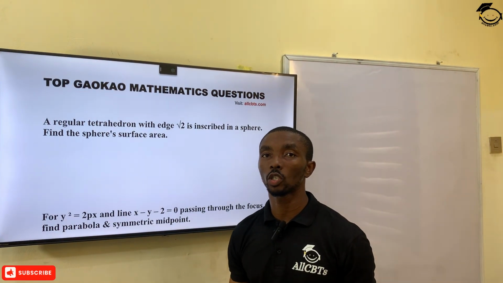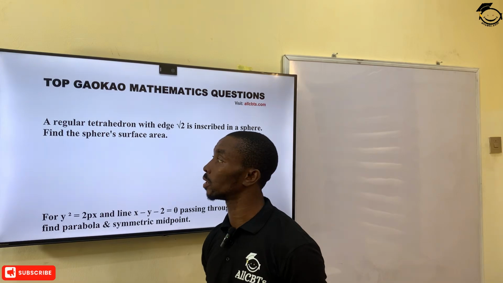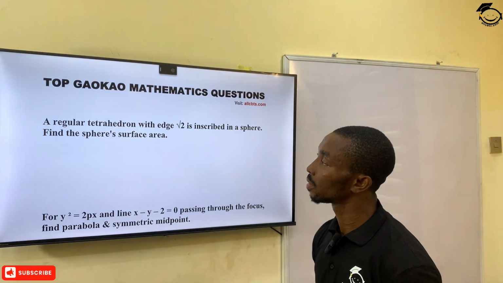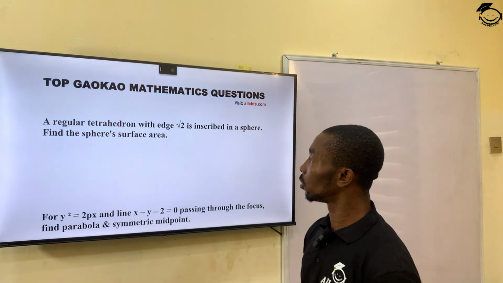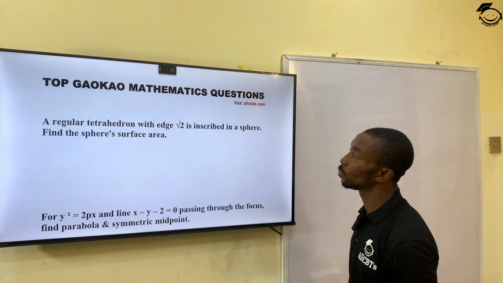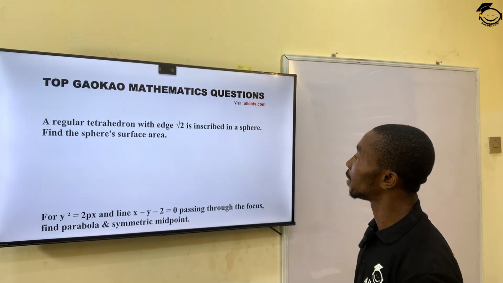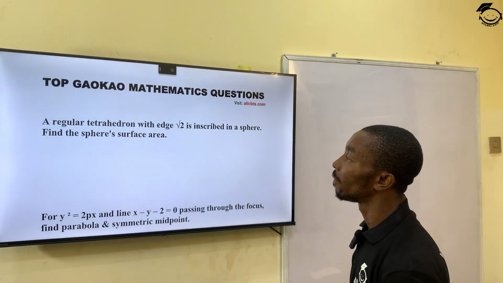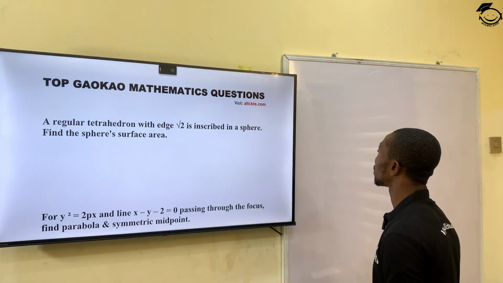Today we'll be treating top Gaokao mathematics questions. Our first question says, a regular tetrahedron with edge 2 root 2 is inscribed in a sphere. Find the sphere's surface area.